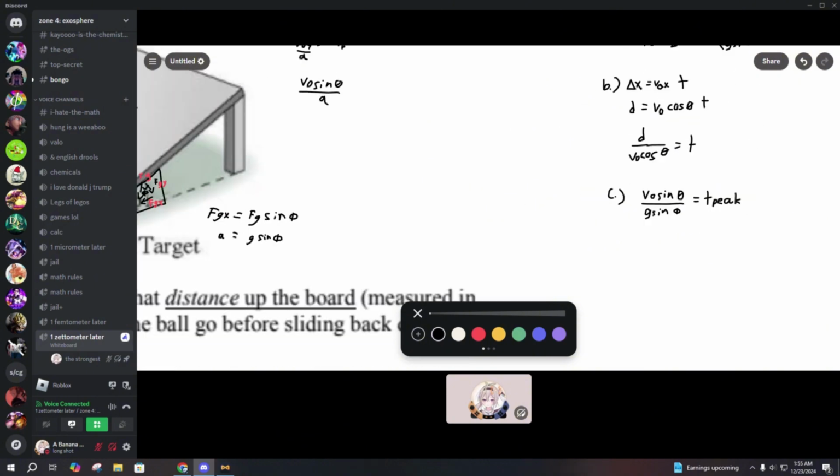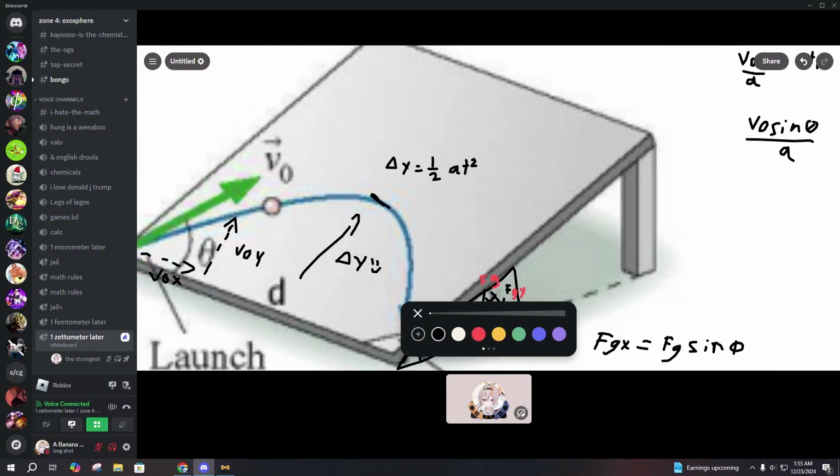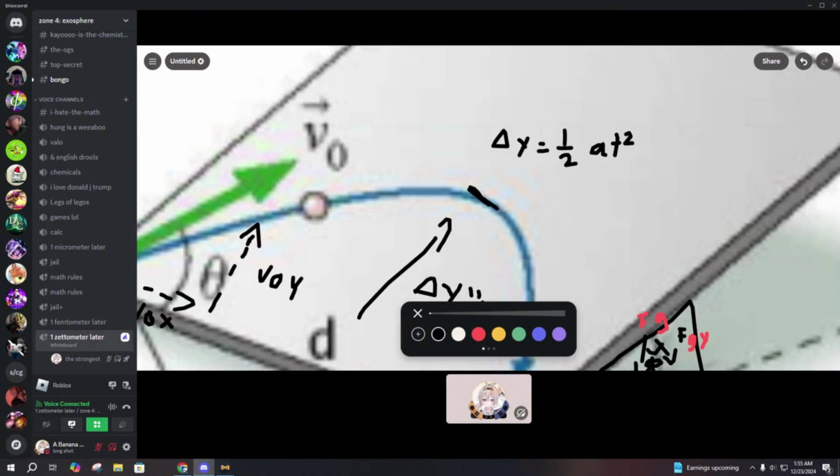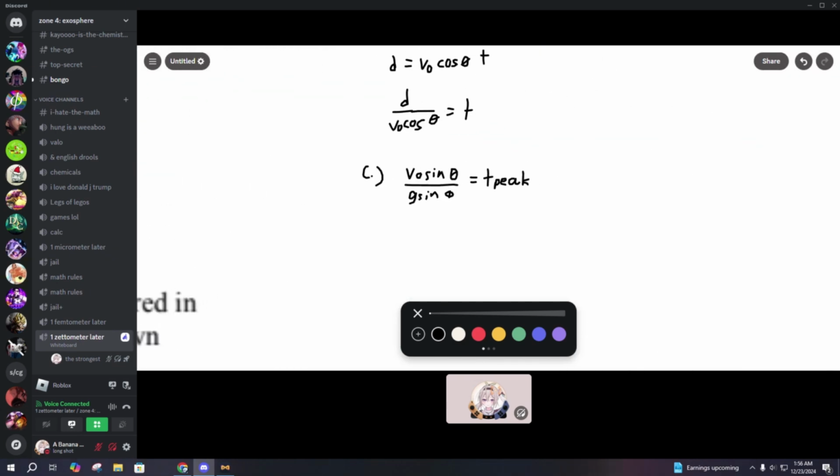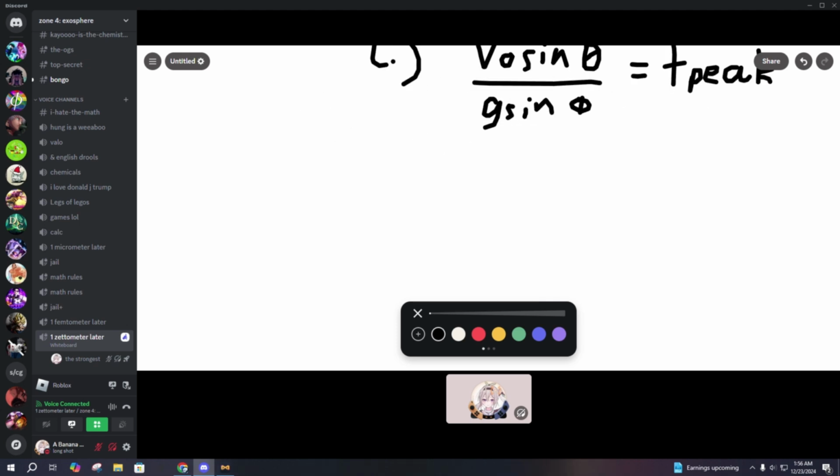And I explained it because I went from top to bottom, right? Well, you can just reverse it, bottom to top. The time I get to go from top to bottom is the same as the time it takes to go from bottom to top. So my T peak is just V0 sine theta over g sine phi.